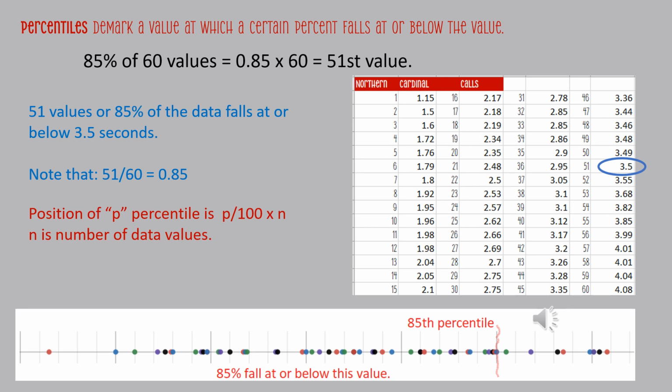So in general, to find the position of a percentile, turn your percentile into its decimal form by dividing by 100, and multiply that by the number of values in your data set. In this case, we did 0.85 to find the 85th percentile times 60 because we had 60 data values.